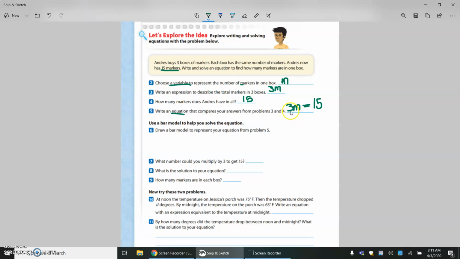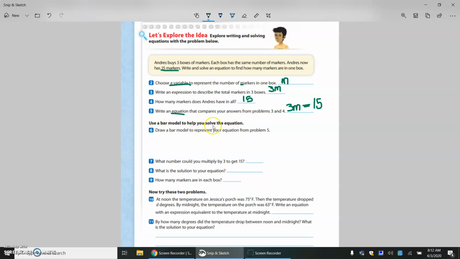Where did I get the 3 from? He has 3 boxes. Where did I get the m? That's how many markers there are in one box. So I have 3 boxes with an unknown amount. That's how you get 3m. And we know from up here he has 15 markers total. Okay. So 3m equals 15.